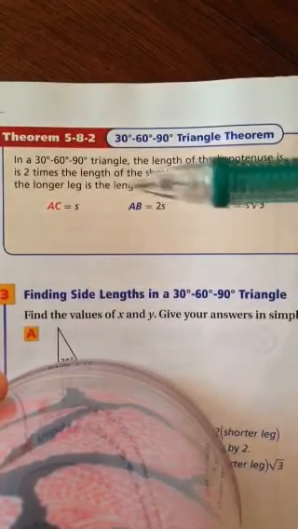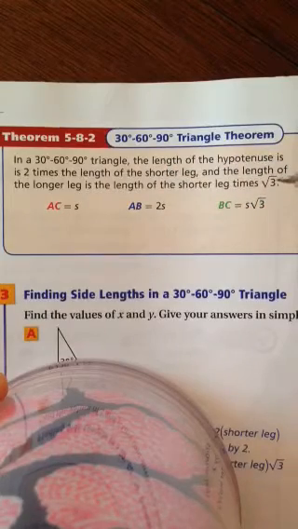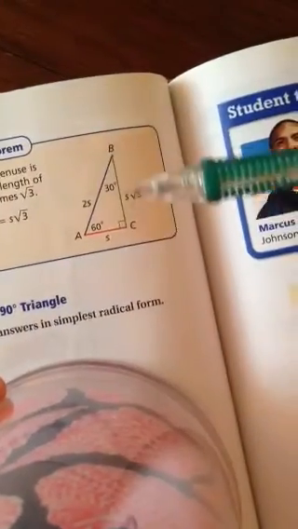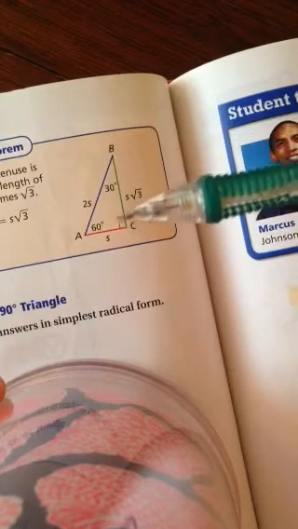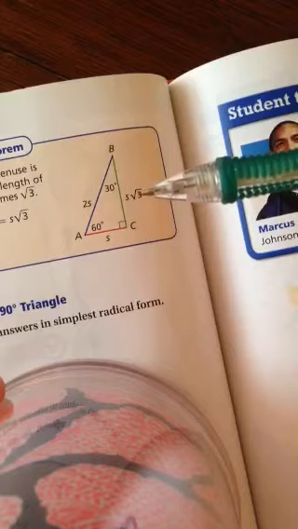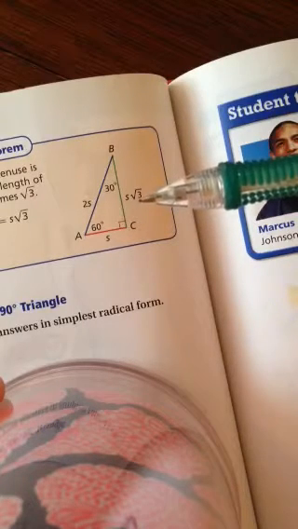Secondly, the length of the longer leg is the length of the shorter leg times radical 3. So the length of the longer leg, not the hypotenuse, but the longer leg, is the shorter leg times radical 3. So if the shorter leg is S, then the longer leg is S radical 3.